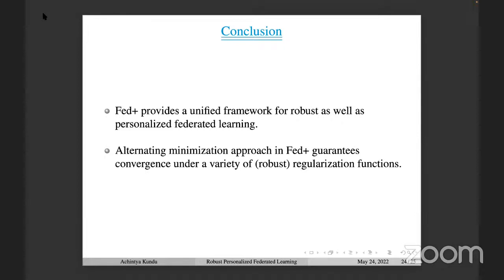But on the plus side, we don't have to worry about the optimization aspect of it. That means the algorithm will definitely converge because it is based on the alternating minimization principle. So this is the benefit of the Fed Plus approach.